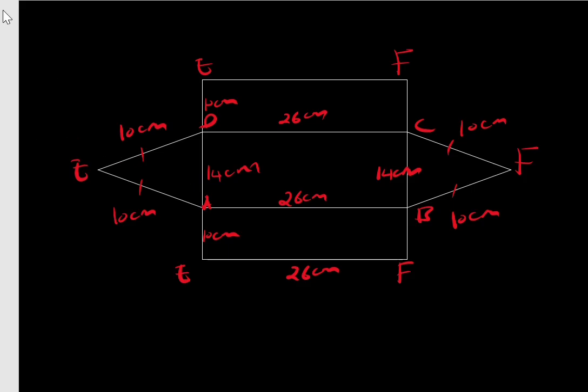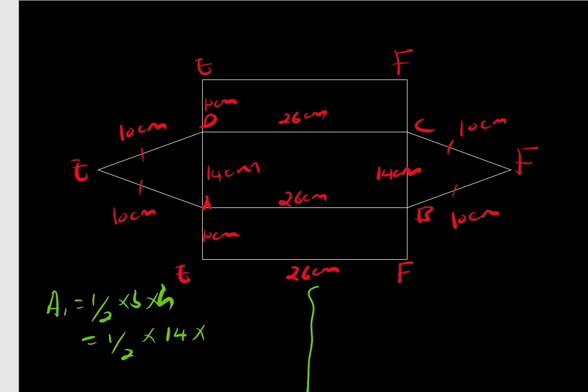So the area of the triangle, I can work it here, maybe down here. I can call it area 1. It will be a half times base times height: a half, multiplied by the base, which is 14, multiplied by the height, which is 7.14.